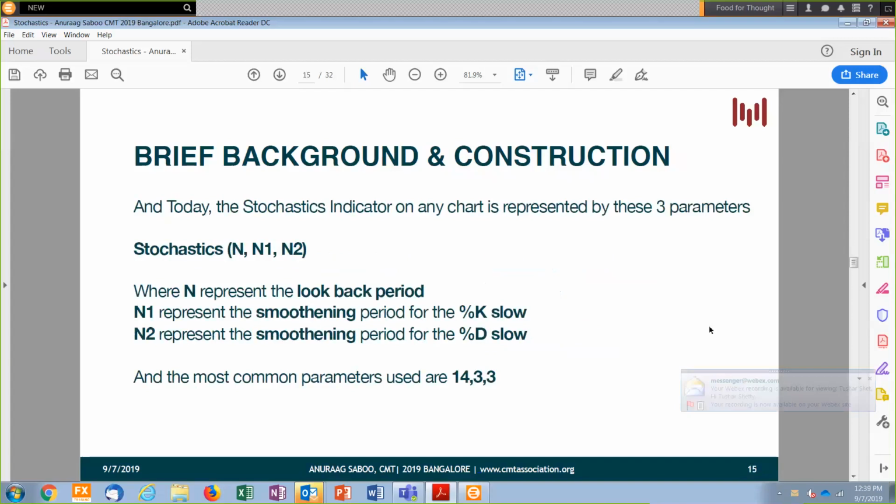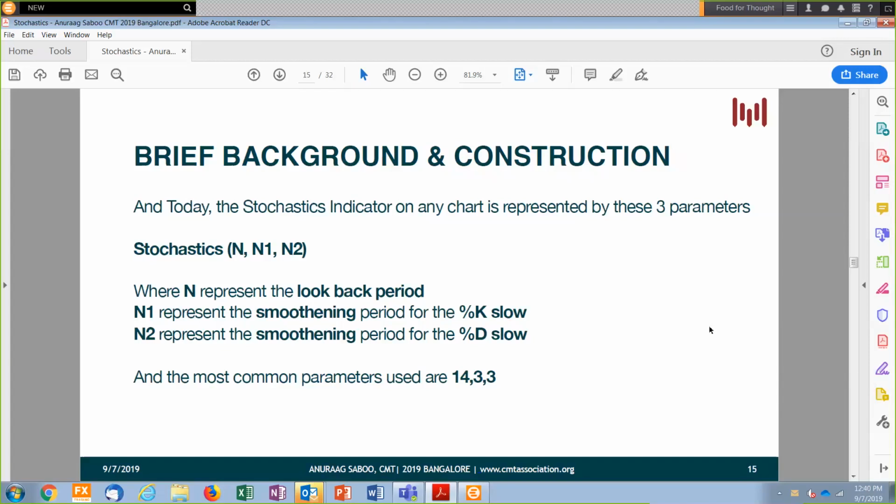Now, the stochastic is represented by three parameters: stochastic, N, N1, N2, in the bracket. N represents the lookback period, N1 represents the smoothing period for percentage K, and N2 represents the smoothing period for percentage D. And when you say lookback period N, that represents the number of candles, periods or bars which you are using to measure the stochastic. As you can see, the standard and most common parameters used are 14, 3, 3, but in case you need to change your N for some reason, which we could, it will only change the sensitivity of the stochastic.